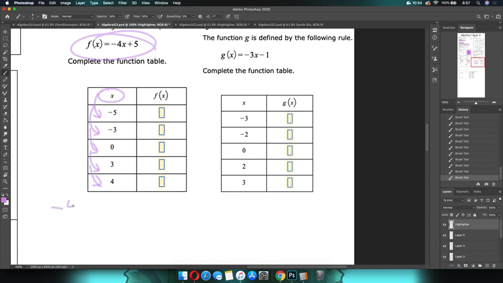So it's negative 4 times whatever they give you plus 5. In this case, what did they give you? Negative 5. So what's negative 4 times negative 5? 20 plus 5, 25. There's my first one, 25. Okay, next, a little bit bigger. What's the next number they give you? It is negative 3. What is negative 4 times negative 3? 12. What is 12 plus 5? 17. There's my next number.